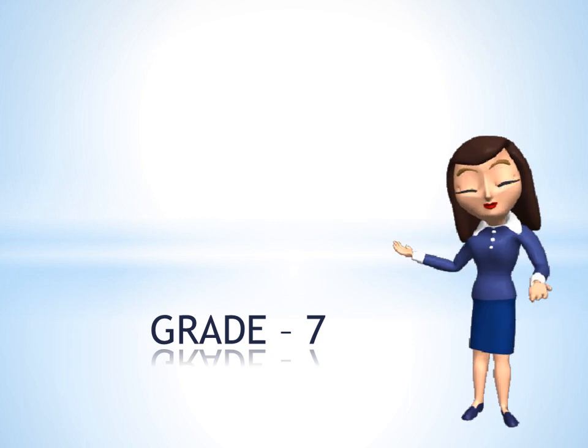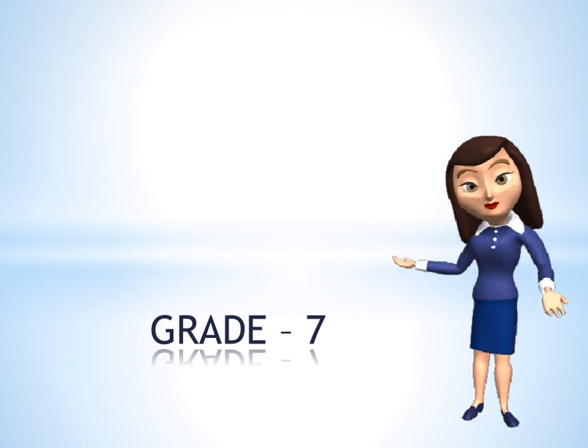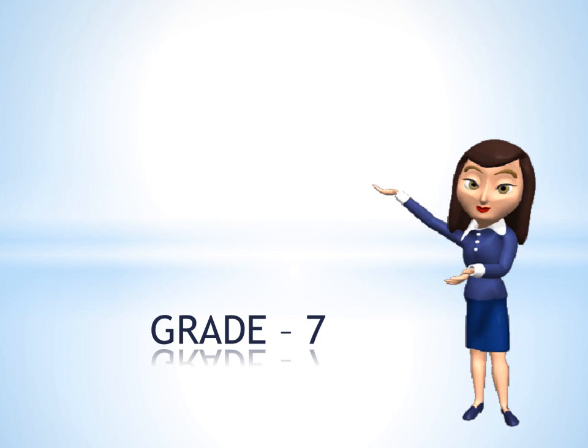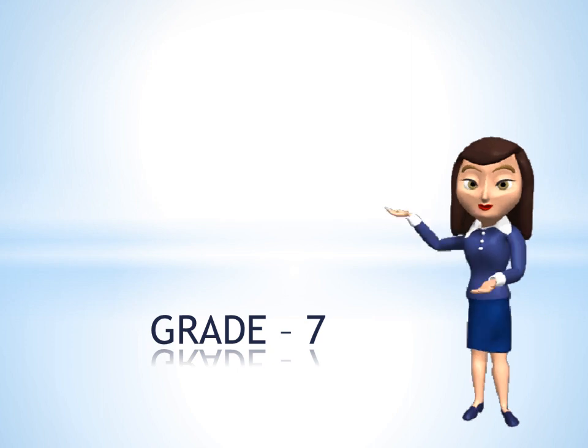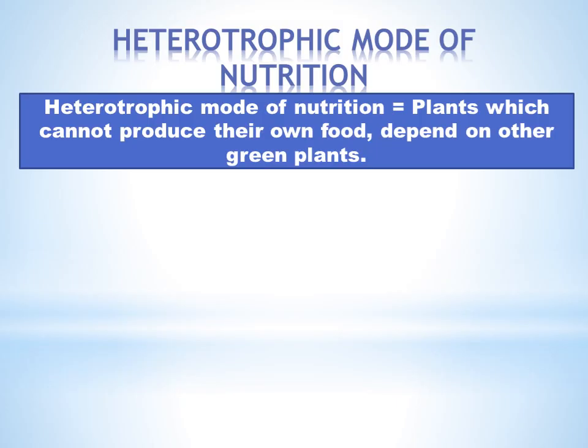Good evening, students. Today we are going to see the other two types of heterotrophic plants from the lesson Nutrition in Plants. The heterotrophic mode of nutrition means plants which cannot produce their own food and depend on other green plants. And there are four types of heterotrophic plants.